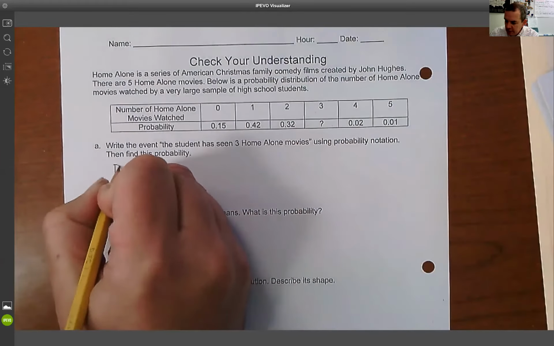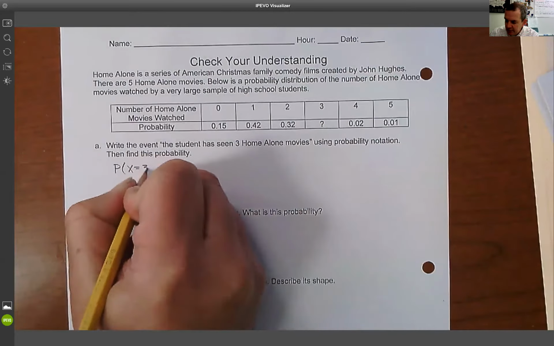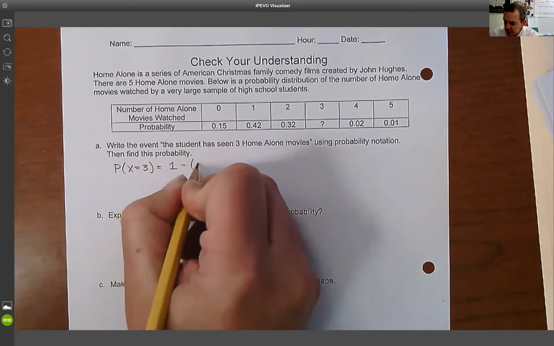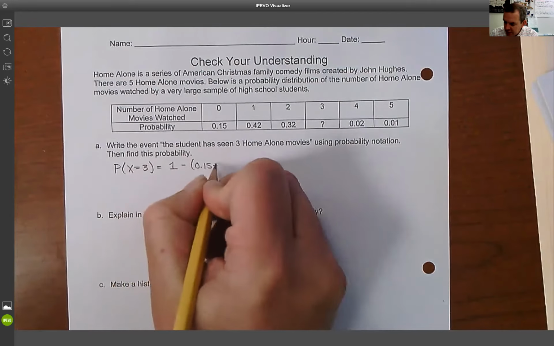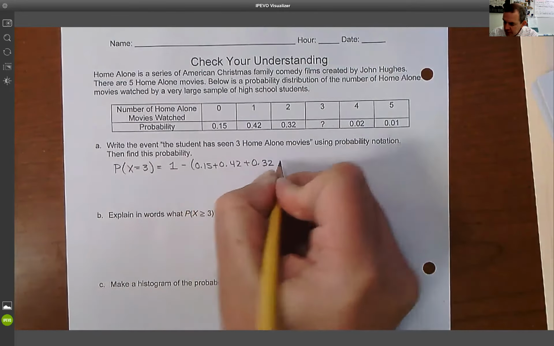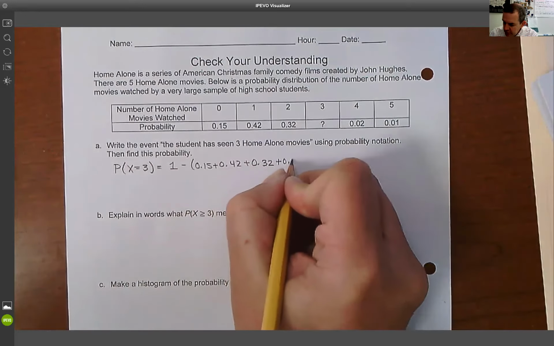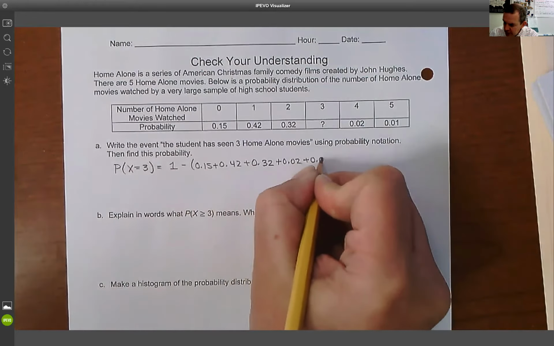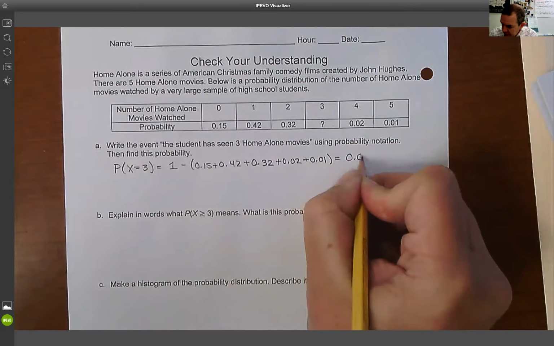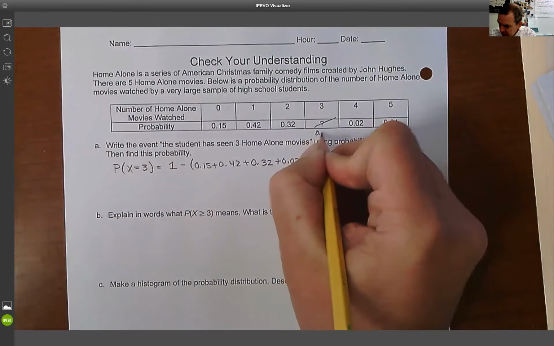And they all have to sum up to 1. So if I wanted to find the probability that x equaled 3, I'm going to take that 1 total and subtract the sum of all the pieces, 0.15, 0.42, 0.32, plus 0.02, plus 0.01. I'm going to pick up my calculator. I'm going to find out that that is 0.08. So that right there is 0.08.